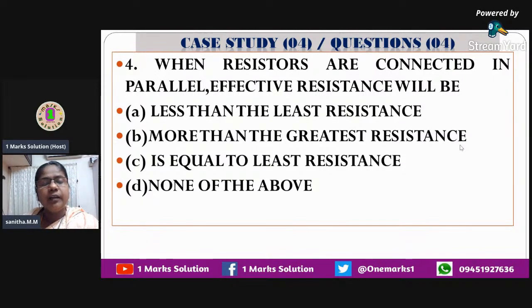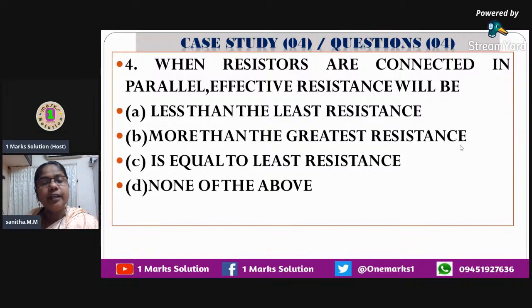Usually, when we are discussing with the students, we will take 1, 2, 3 and add them in the parallel combination. So 1 by 1 plus 1 by 2 plus 1 by 3 we are getting. So we can see that it will always be less than 1. Out of 1, 2, 3, the least will be 1. And what will be the answer? 1 by R is equal to 1 by 1 plus 1 by 2 plus 1 by 3. So the answer will be 1 by R is equal to 11 by 6.